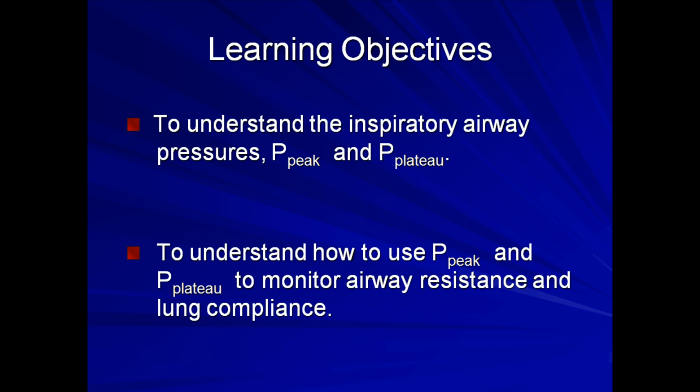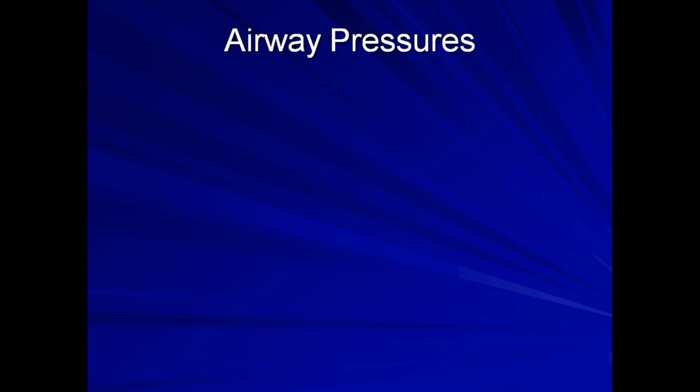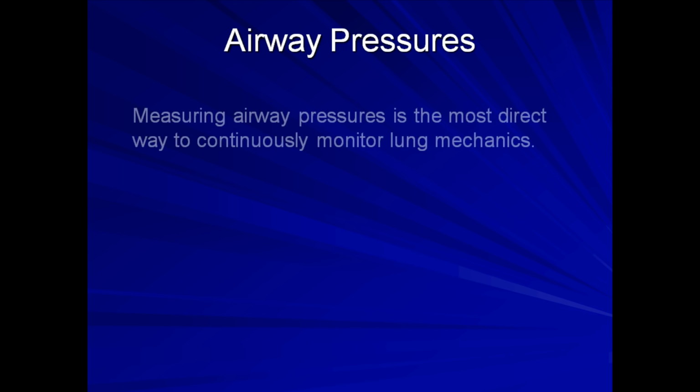Lung mechanics in the ambulatory patient are best measured in the pulmonary function lab. However, intubated patients are unable to cooperate with such testing. Therefore, additional strategies are needed, ones which use the ventilator as an advantage rather than a limitation. These strategies make use of the fact that measuring airway pressures is the most direct means to continuously monitor lung mechanics.